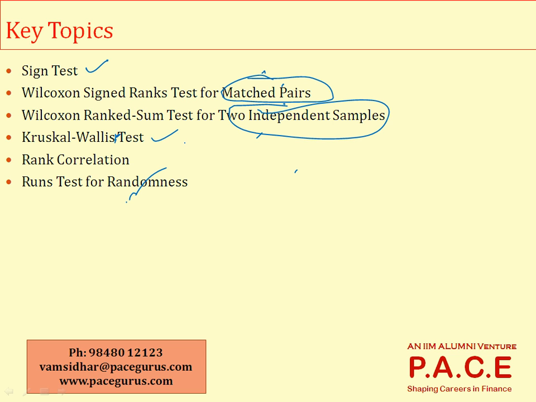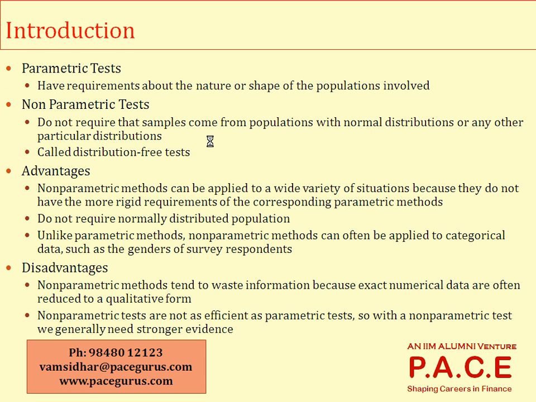Then, just like ANOVA, if I want to test the equality of the medians of multiple populations, not just two, the equivalent of ANOVA is what we call the Kruskal-Wallis test. Equivalent to correlation, if I want to do it non-parametrically, I call it rank correlation. And if I want to test whether the data is random or some kind of bias is present in the data, I can even go for a runs test. So these are some of the common tests which we will look at as part of this chapter. Right, so we'll go one by one.